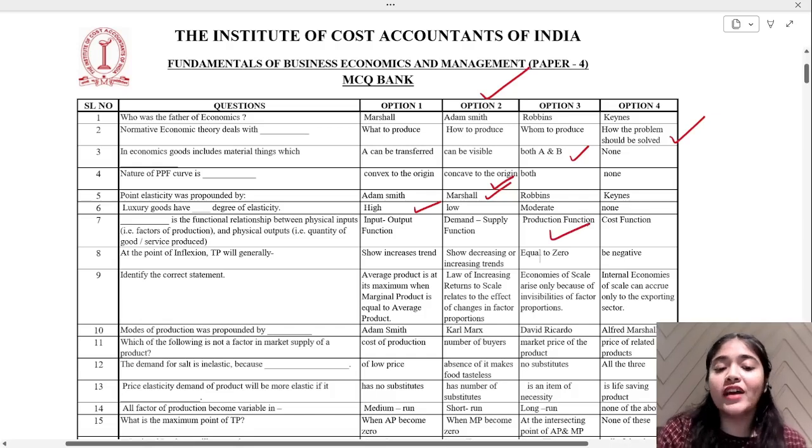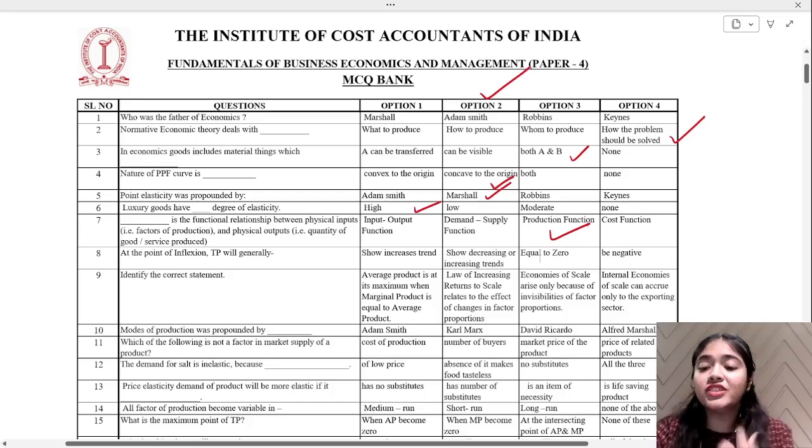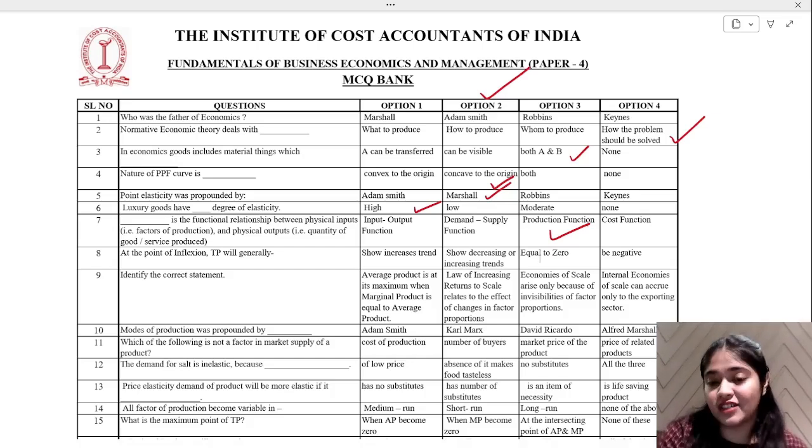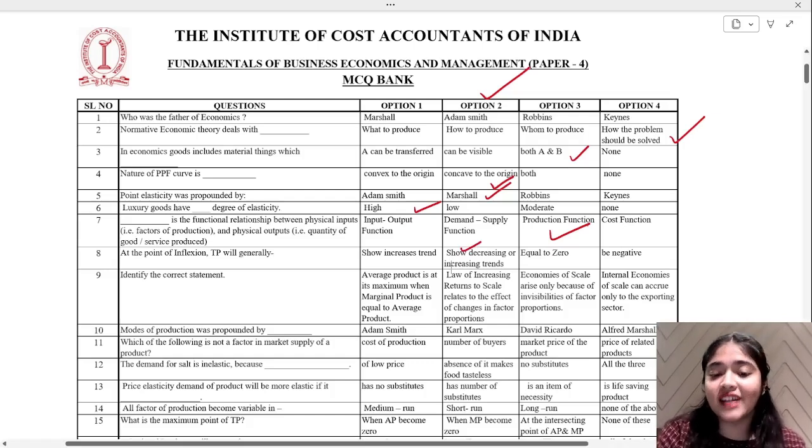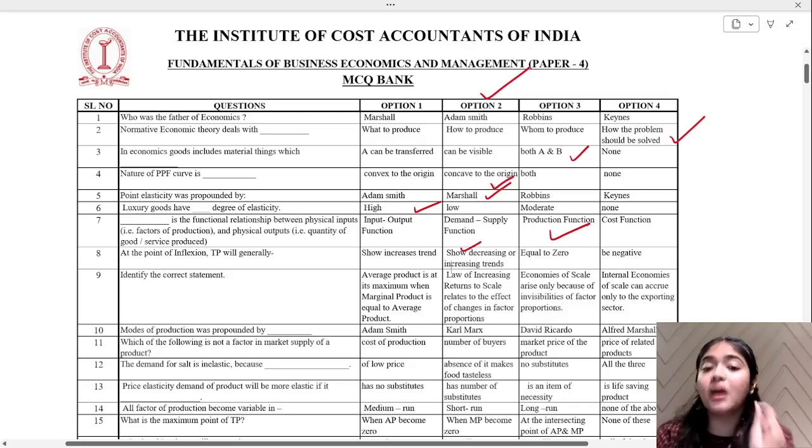At the point of inflection, TP will be generally, so what is going to be? Shows increasing trend, shows decreasing trend, decreasing or increasing trends, equal to 0 or be negative. Yes, you guessed it right, that at the point of inflection, TP will generally show increasing or decreasing trends. Correct? That's option number 2 over here. Identify the correct statement. So you have to read all the statements and see which one is correct. You have to see the most appropriate one.